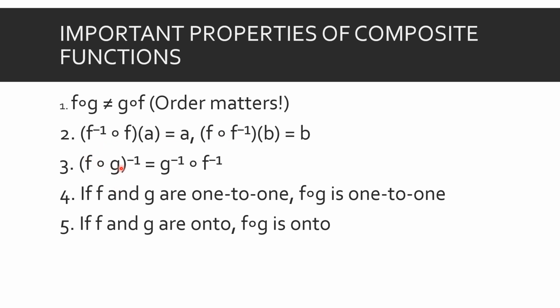Good. So f composite g, all in bracket inverse, is equal to g inverse composite f inverse. So we should note this particular property very well. It's very much important and it helps a lot. Then the fourth one is if f and g are 1 to 1, then f composite g is also 1 to 1. Good. Then if f and g are onto, then f composite g is also onto. So these are the basic properties of composite function.